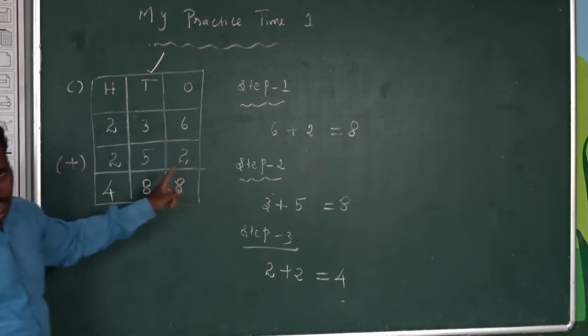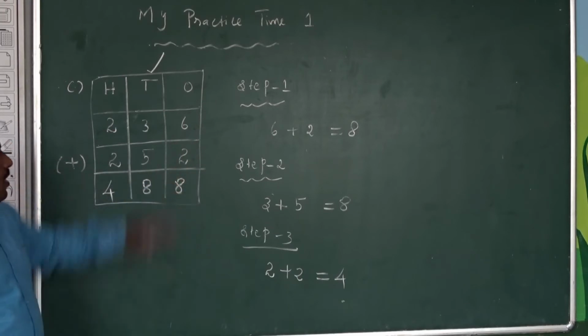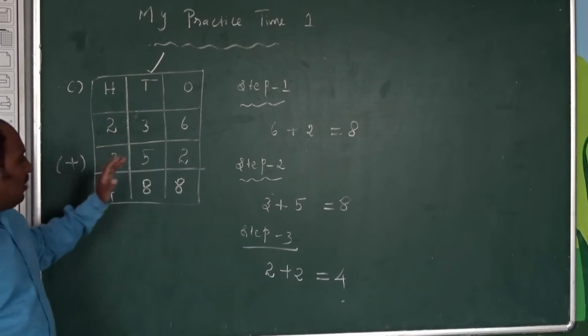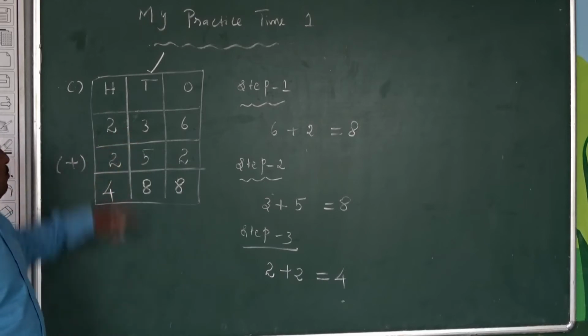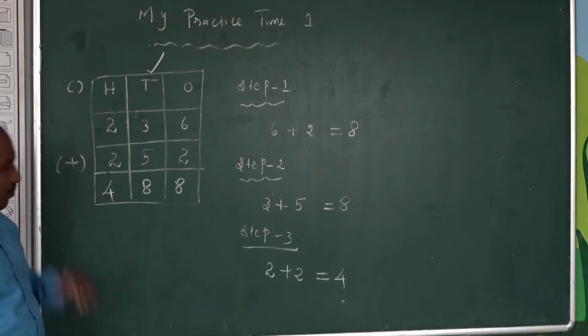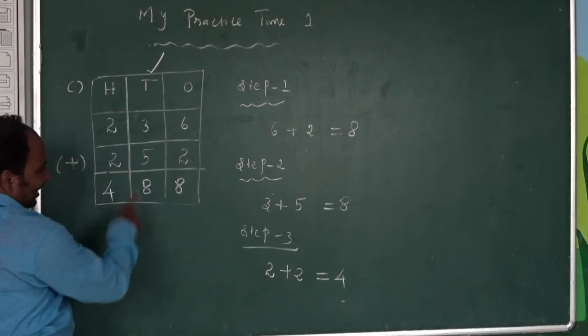6 plus 2 is equal to 8. Next we add the tens place. 3 plus 5 is equal to 8. Then the hundreds place. 2 plus 2 is equal to 4. So our answer is 488.